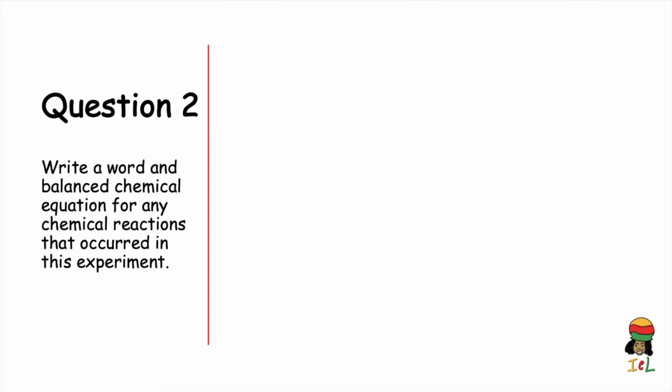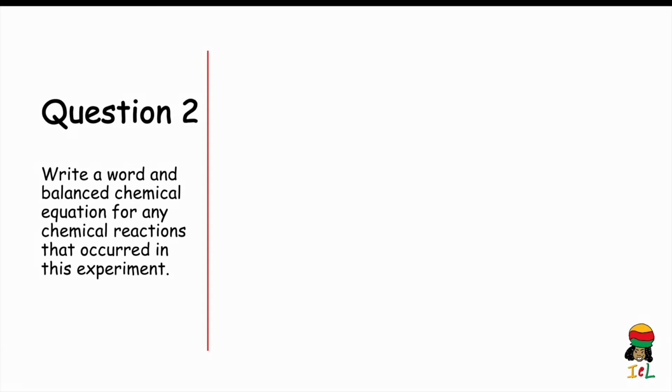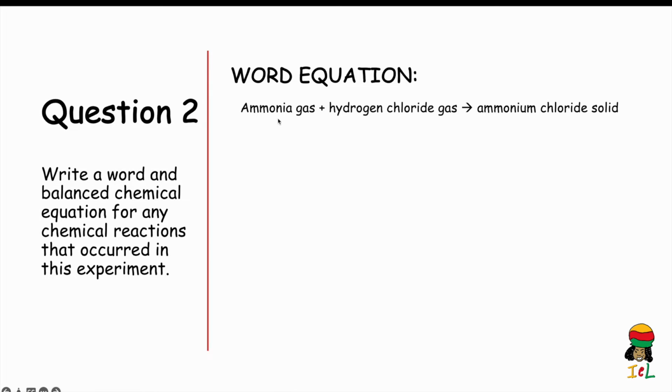Question 2, we're to write a word equation and a balanced chemical equation for the reaction that took place in the experiment. For the word equation, we know that the reactants were ammonia gas and hydrogen chloride gas.